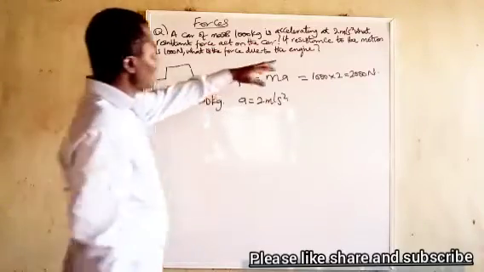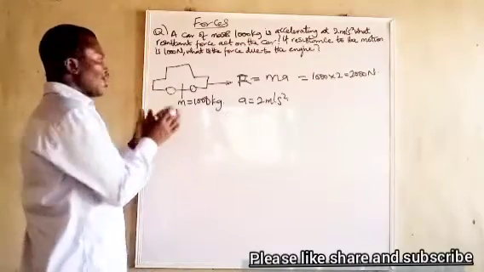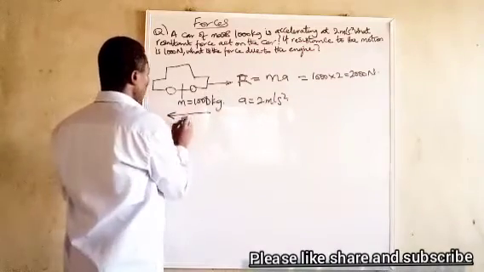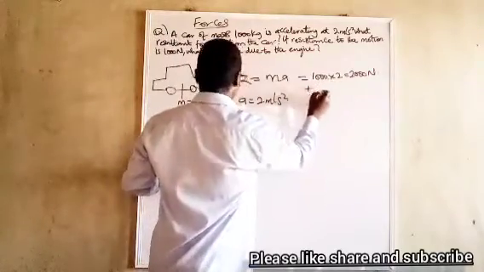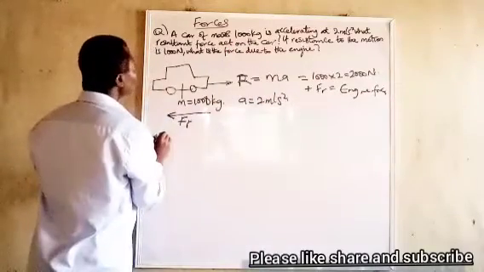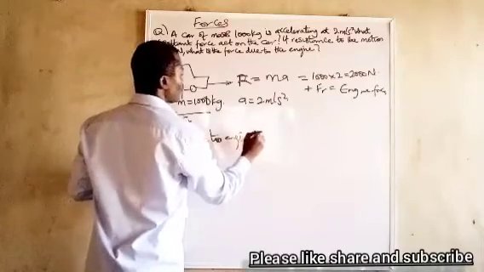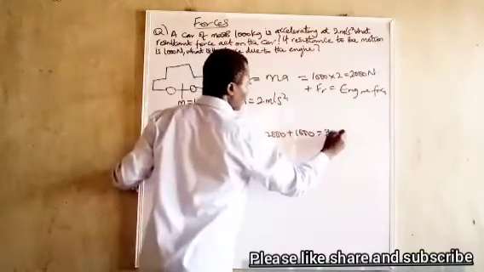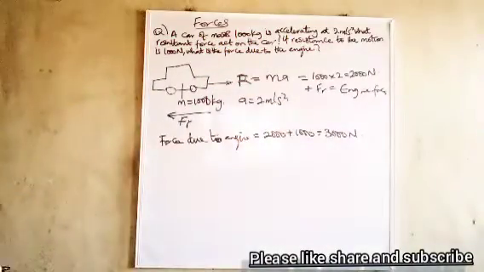We are now told that a resistance force was acting on the car. So the total force of the engine will be equal to this one plus the resistance force. Therefore, force due to engine will be equal to 2,000 plus 1,000, which is equal to 3,000 newton. That overcomes the resistance before it starts accelerating the car. That's very simple.